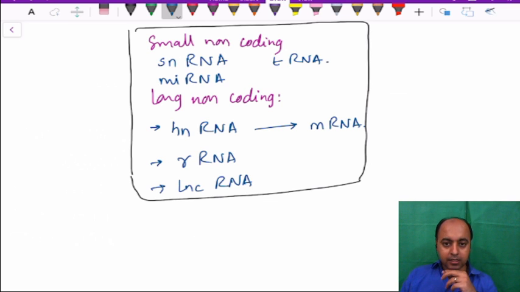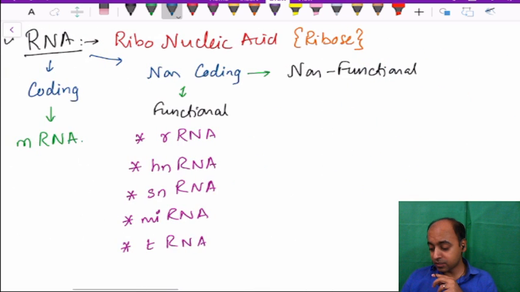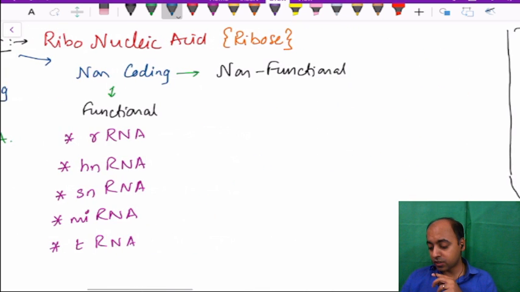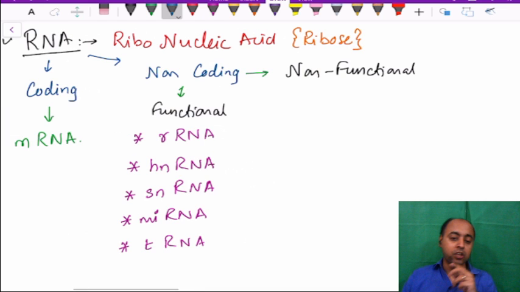These are transcribed from the DNA, but subsequently they are not processed or they don't have any translation related fate. So they are simply known as the long non-coding RNA. This is another description used for the non-coding RNA, although it is not a functional description. What we discussed previously is the functional description, talking about the coding and the non-coding, the non-coding being divided into the functional and the non-functional.